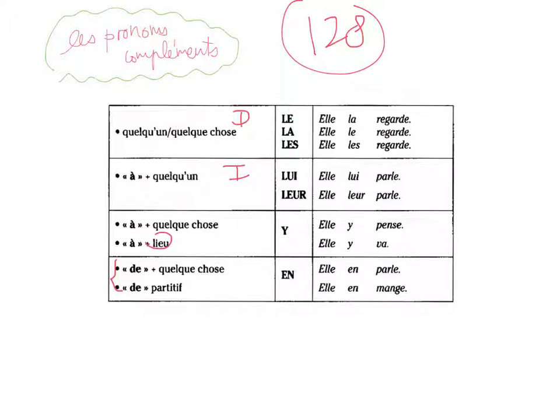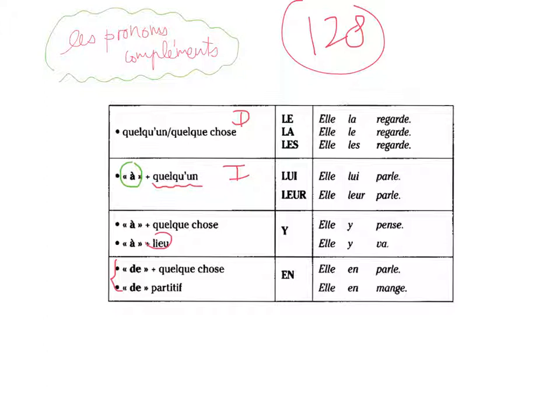Pronom complément indirect. In this case, it is only quelqu'un, only a person. And why is it called indirect? It is because there is that little à before the object and after the verb, right? Donc, exemple, elle lui parle, she talks to him. Elle leur parle, she talks to them. What verbs require à? Mostly verbs of communication, right? Verbs such as téléphoner à, parler à, demander à, répondre à, expliquer à, right? Things like that.